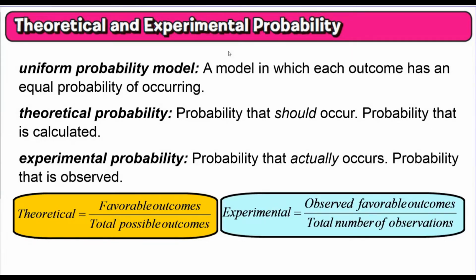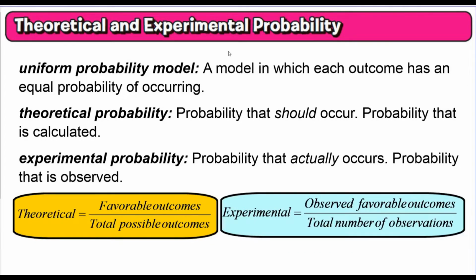So theoretical probability is probability that should occur. It's probability that we calculate. It's what we expect to happen. And this is what we did in the last lesson when we were calculating the probability of an event. And it's what should happen. It's what we would expect to happen. And does it always happen?